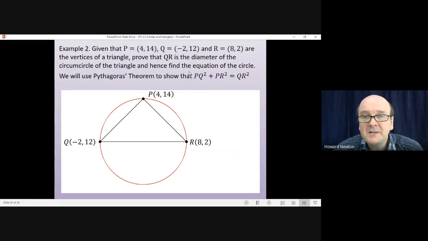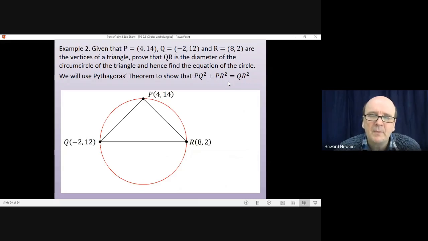And then the second part is finding the equation of the circle, which means I'll need to find the midpoint of QR to find the center of the circle, and then I'll need to find the radius. Okay, I'll let you have a go at doing all of that. So pause the video, have a go at this, and then come back to me when you're ready.